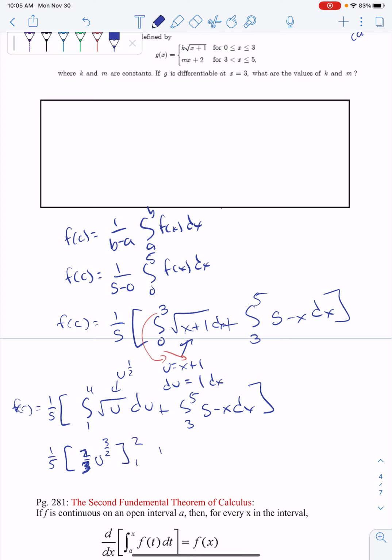And then I'm going to add this 1/5. I'm going to go ahead and distribute this 1/5 right here to this integral and to this integral. So 1/5, the integral of 5 minus x, that becomes an x squared, but it was a minus. So I've got minus 1/2 x squared. And that 5 becomes a 5x. And I'm evaluating that from 3 to 5. I told you, lots of algebra.